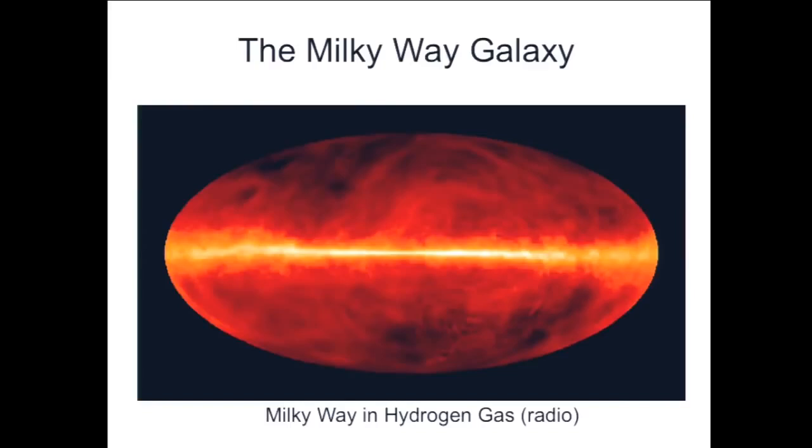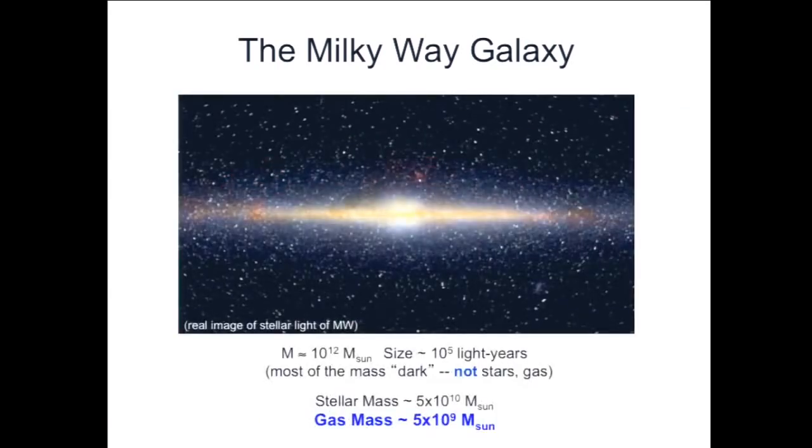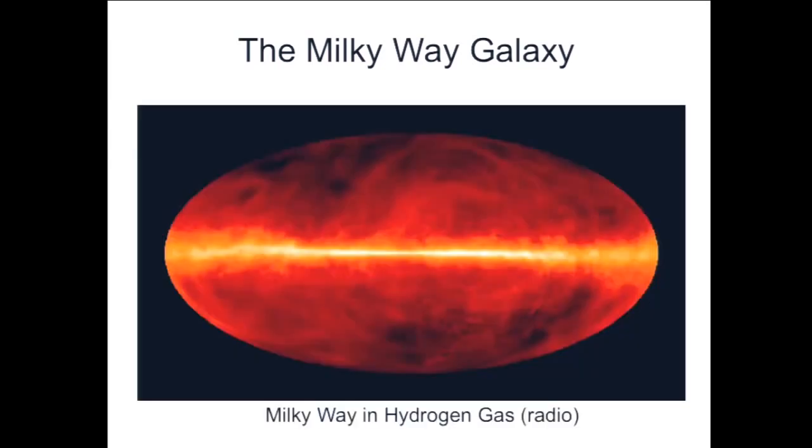Hydrogen gas emits light in the radio part of the electromagnetic spectrum. So you take a picture with a radio telescope, and you see all the light produced by all the hydrogen gas in our galaxy. And what you notice immediately is that the gas lies mostly in this disk-like configuration. The hydrogen gas that fills the space between stars traces out this disk-like configuration. And now remember, this is about 100,000 light years across.